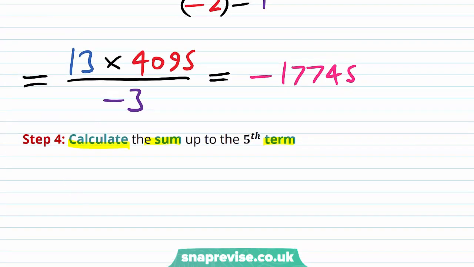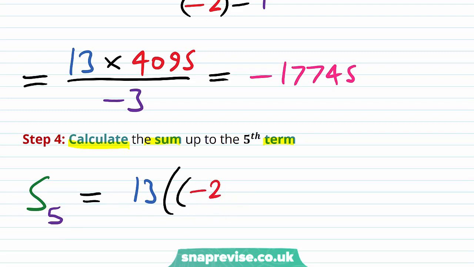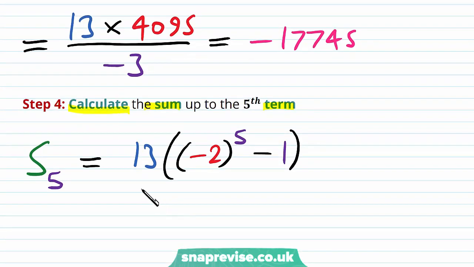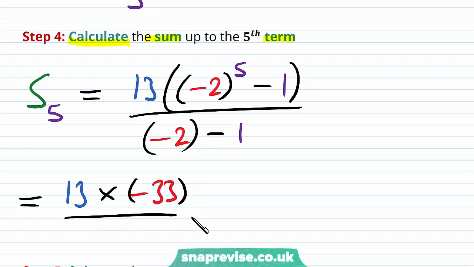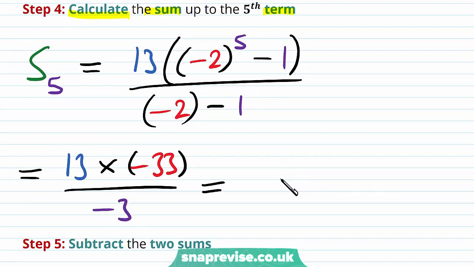If we look at S subscript 5, that gives us the first term up to the fifth term all summed together. And again, this is the first term 13, and then we have the common ratio -2, but this time to the power of 5, and we minus the 1, and we divide by the r minus 1, which is the -2 and then -1. This gives us 13, and then we have the -2 to the power of 5, which is -32, and then we minus a further 1, which gives us a -33. And then we divide by the -2 minus 1, which is again -3. And this gives us 143 for the sum up to the fifth term.